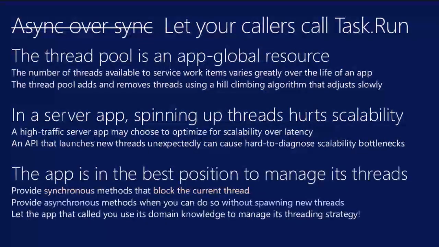And so again, the app is really in the best position to manage its threads, and you should leave that up to the app, right? Provide synchronous methods and have them actually block the current thread when that's the core implementation you have. Provide asynchronous methods. That's great, but do so when you can do it without kicking off new threads, right? Let the user use their own domain knowledge of what they're building to know how they want to manage their threading strategy.